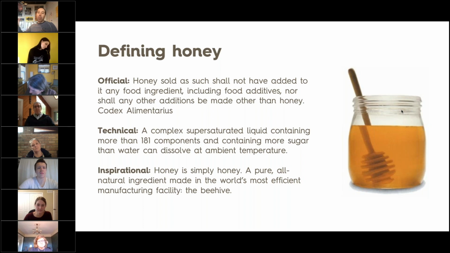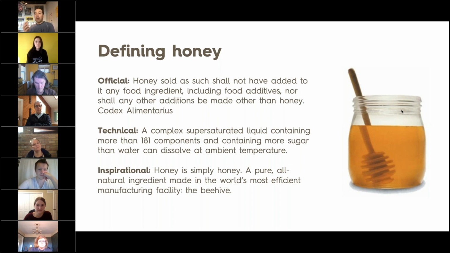What's kind of worldwide, the official definition is from Codex Alimentarius, and that defines honey as basically a 100% pure substance. It's something that does not have anything added to it, whether that's a flavoring. It can include no manipulation of the ingredient whatsoever. If we look at the technical definition, if you skew more on the food science side, we're talking about a supersaturated liquid, something with more than 181 components.